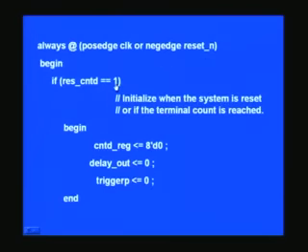So this must be 1 only. So if it is 1, then only initialize. What are the signals to be initialized? See, for example, this counter output itself.